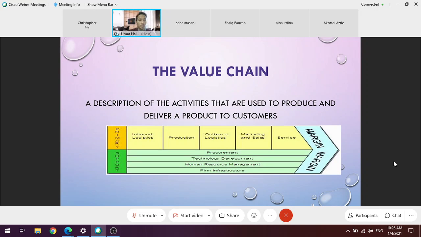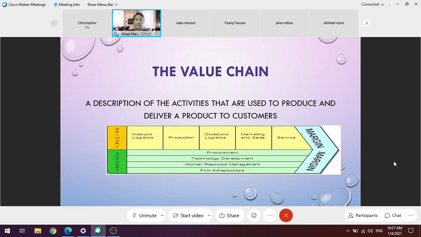The next aspect that we also want to look at with regard to competitive advantage is to what extent the company is able to create this kind of value chain. So this is referring to the description of the activities that are used to produce and deliver a product to the customers. I believe that when you learn about supply chain management, for example, or perhaps operations management, we also look at this kind of value chain network, or activities.